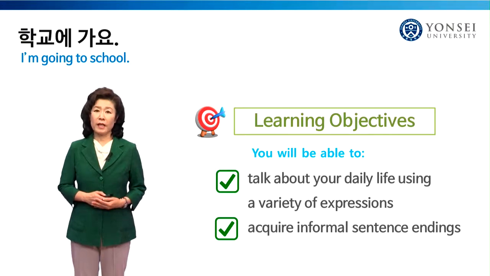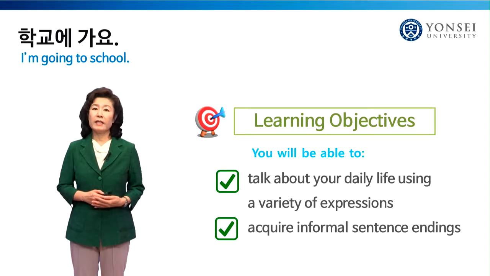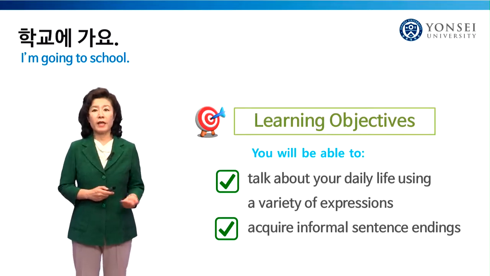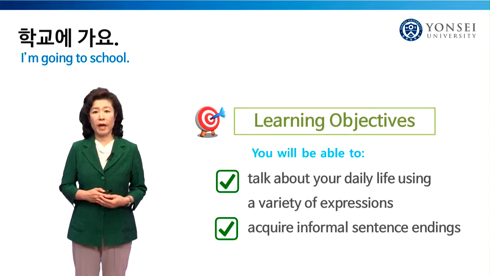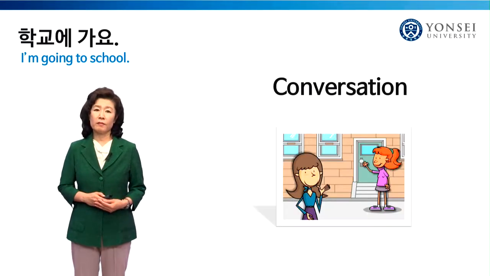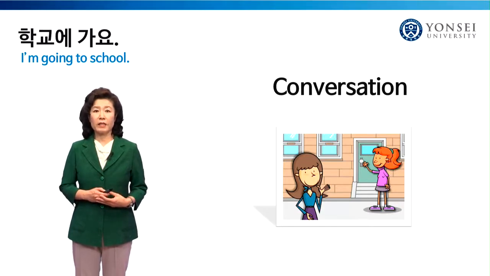After you finish your class or your work, where do you go? In this unit, you will take a look at vocabulary regarding locations and the usage of action verbs. You will also learn about informal sentence endings as well. But first, shall we take a look at the conversation? Pay close attention.